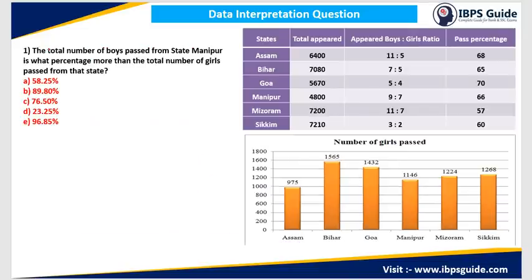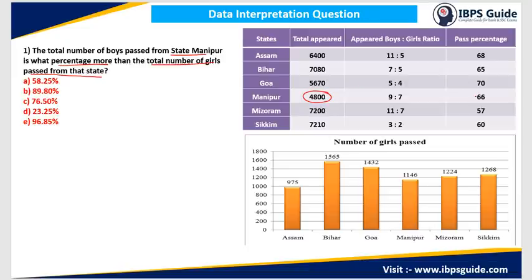So the first question is: the total number of boys passed from state Manipur is what percent more than the total number of girls passed from that state. Okay, so we have to find the total number of boys who have passed from the state Manipur. If you look at Manipur, the total appeared is 4800, out of which the ratio of appeared boys is 9 parts and girls is 7 parts, and we know that the total passing percentage is 66%. So if I am able to find 66% of 4800, I will get the total number of students who have passed the exam.